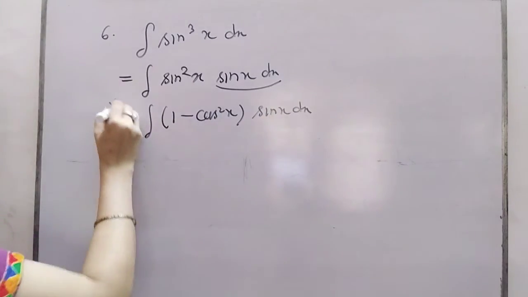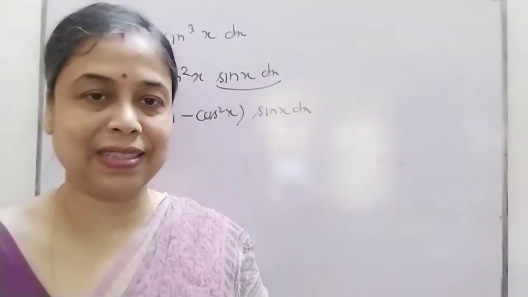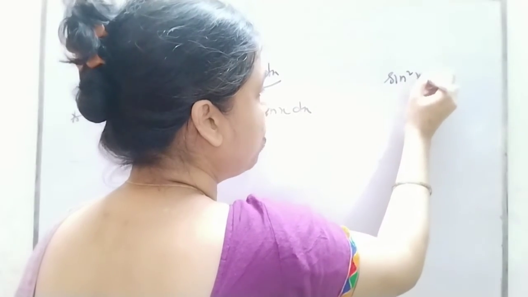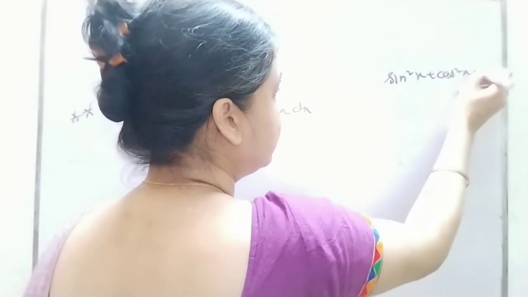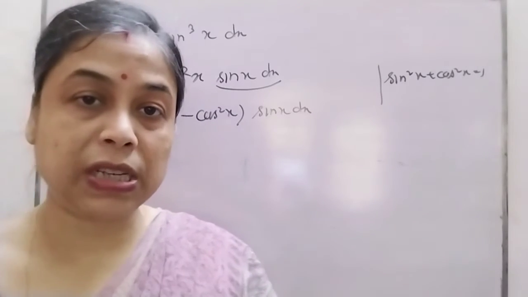Again you remember, here I am converting not as half of 1 minus cos twice x. This is done by using the formula sine square x plus cos square x equal to 1. Here I have done it. So in trigonometry, many more things you have to remember.